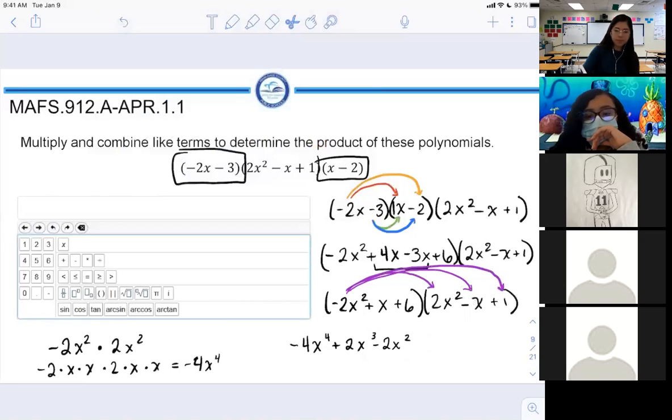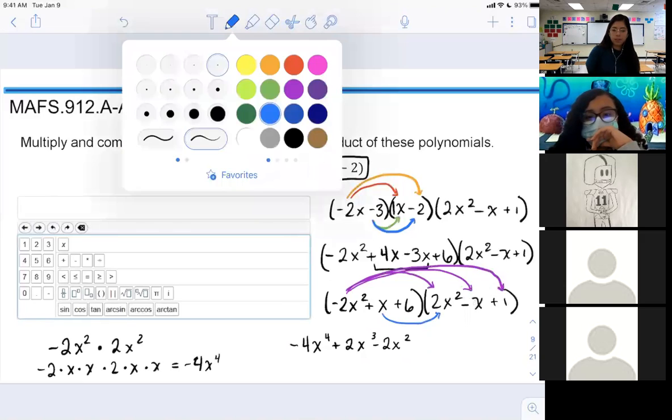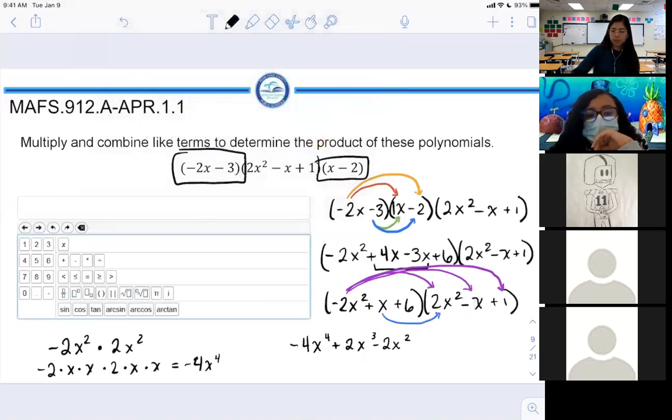Okay. So now the x goes to everything. X times 2x squared. 2x cubed, exactly. All we're doing, because remember, if an x is all alone, technically it has an exponent of 1. So again, we're just adding those exponents. We get 2x cubed. Then x times negative x. What do I get?